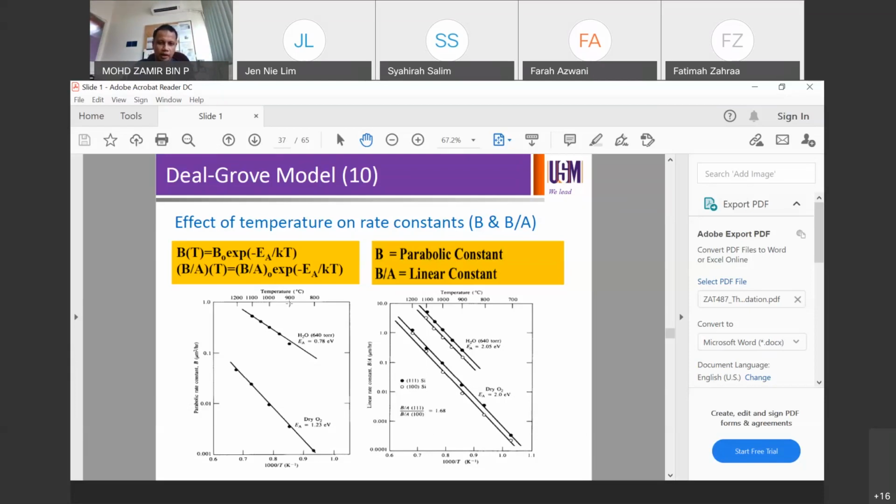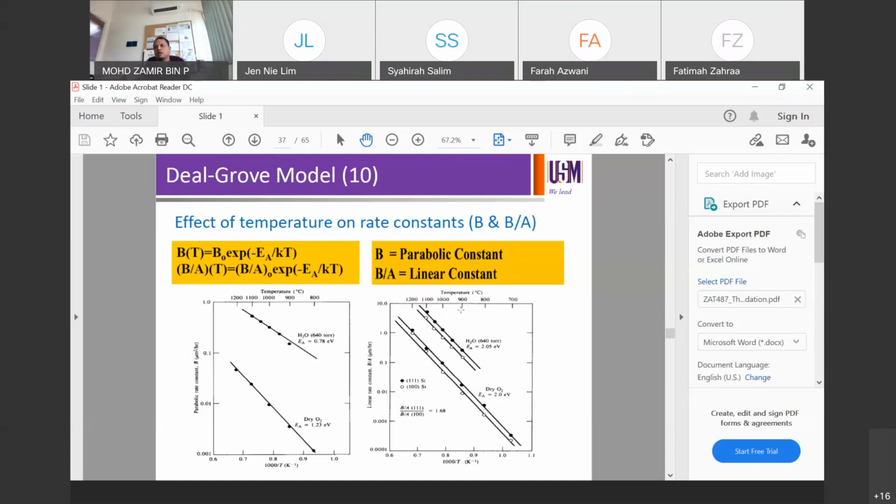If you compare wet ox and dry ox, which one will give you higher parabolic rate constant B? Wet ox, right? So it's very straightforward. Wet ox is going to give you higher parabolic rate constant B. And in fact, if you look at the right hand side of the graph, the linear rate constant B over A, still wet ox will give you higher rate. So what do you expect?